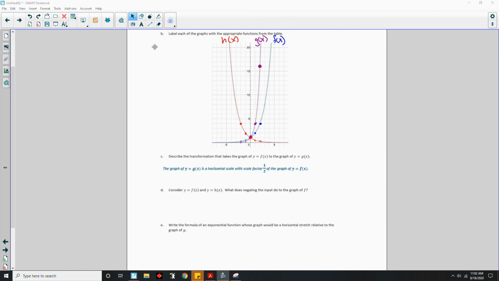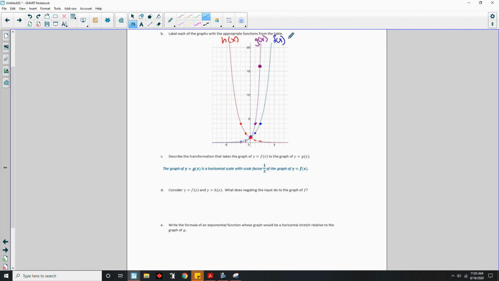Okay, the graph of y equals g of x is a horizontal scale with a scale factor half of the graph of y equals f of x. So they're saying we're only half the distance from the y-axis. So this point right here at 16, in f of x, the x was 4. And in g of x, the x is 2, which is half the distance from the y-axis. Okay, scale factor 1/2 of the graph of f of x.